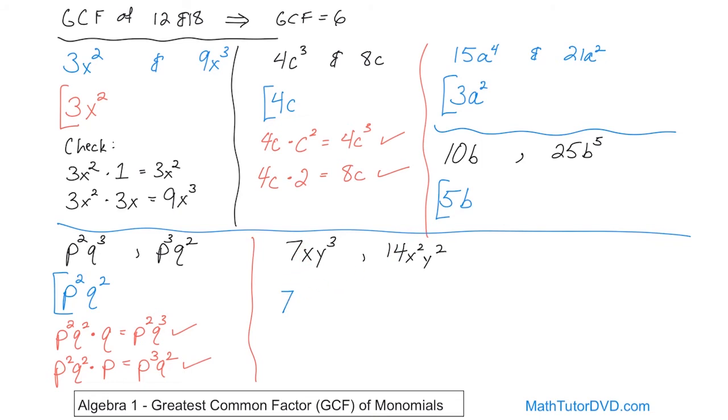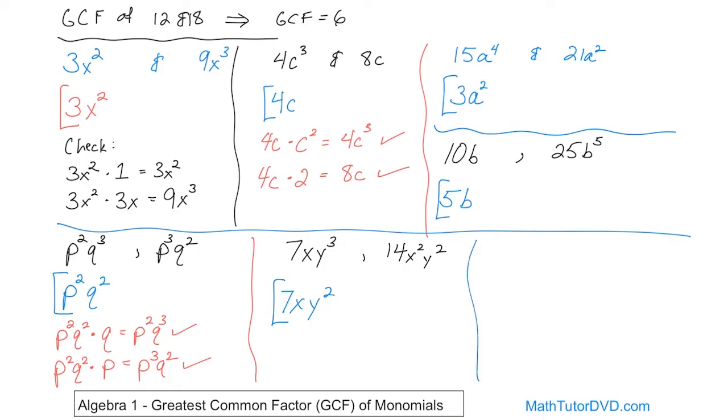Then I look at the x and the x squared. What's the biggest thing common to both? It's just a single x, because I have a single x right here and I have 2 of them right here. So the biggest thing is just x. Then I look between y cubed and y squared. What's the biggest thing common to both? Well, I have 2 of them here and 3 of them here, so y squared is the biggest common to both. This is the greatest common factor, 7x times y squared.